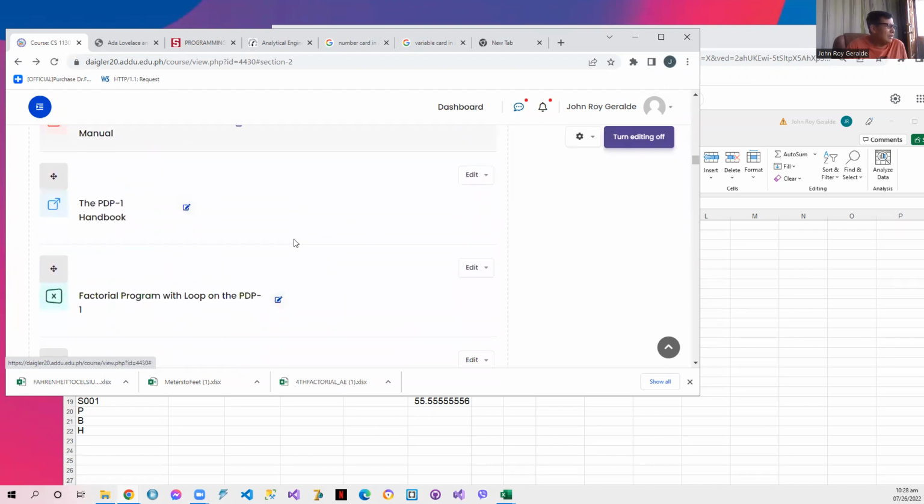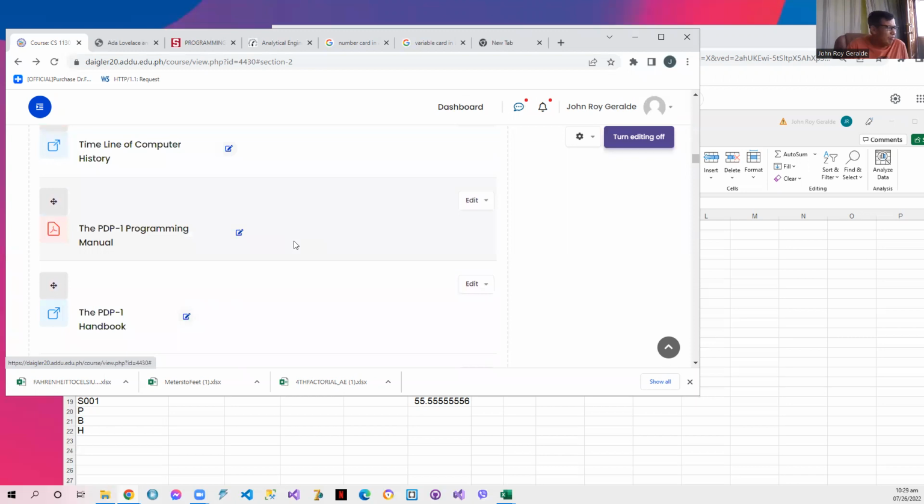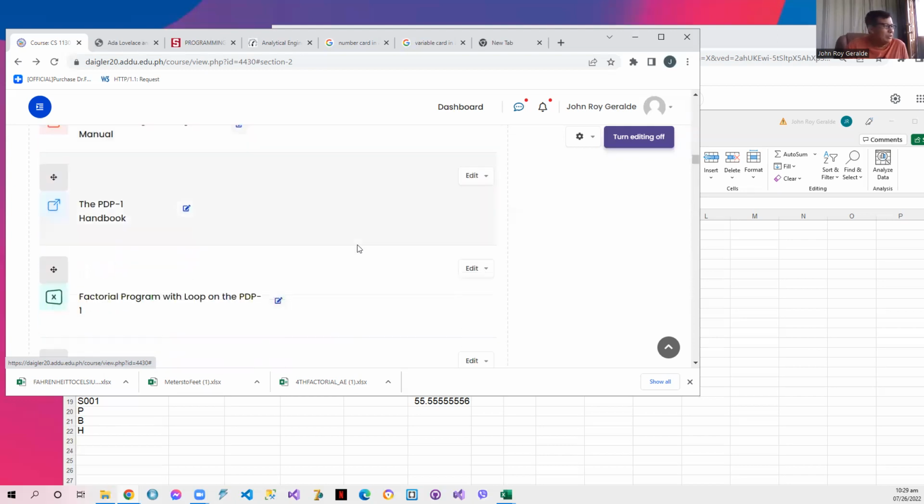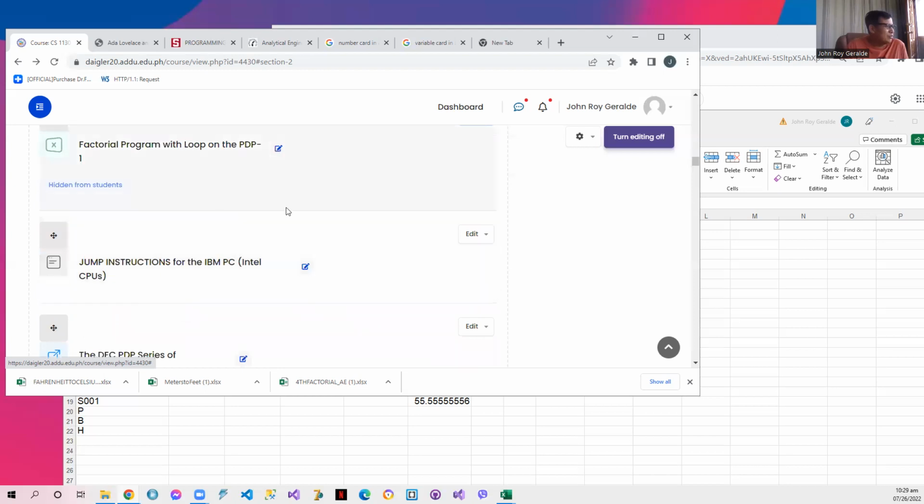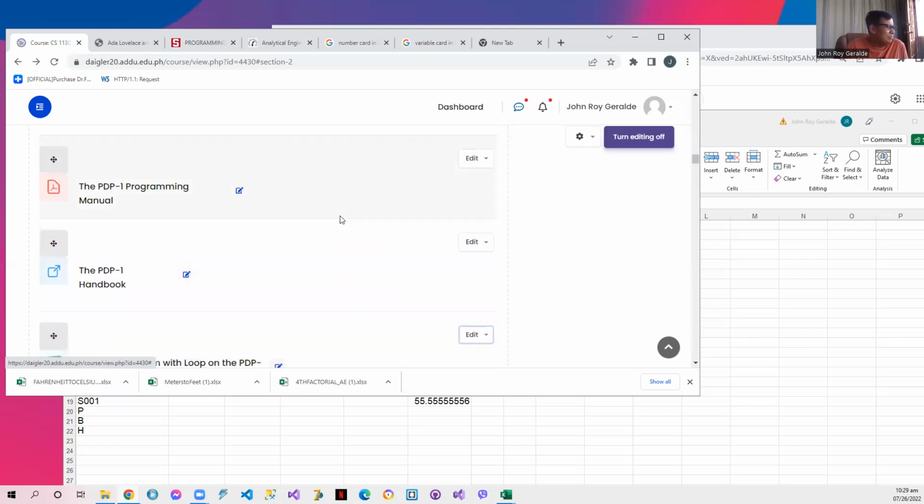Okay. And then we look at another computer, which was the foundation of modern PCs, the PDP-1. Kasi computers during those days were large computers. And DEC, Digital Equipment Corporation, introduced a series of computers that are small computers. They are called minicomputers. So meron ding factorial program on the PDP-1, I'll hide this. Factorial program with loop.